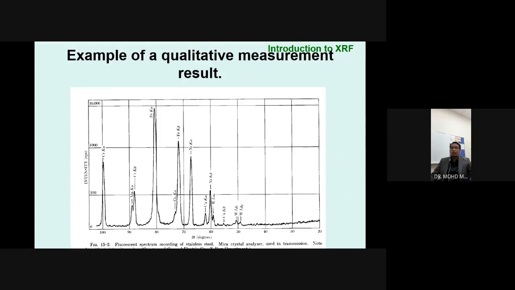This is the qualitative measurement result. You can see that this is the intensity versus 2 theta. This is a fluorescence spectrum, but it tells us about the X-ray in terms of the degree of 2 theta.